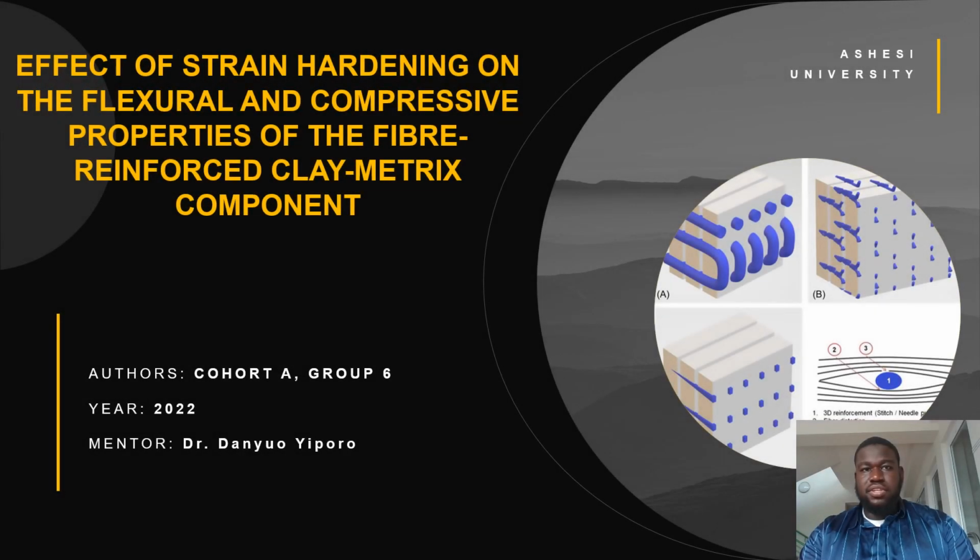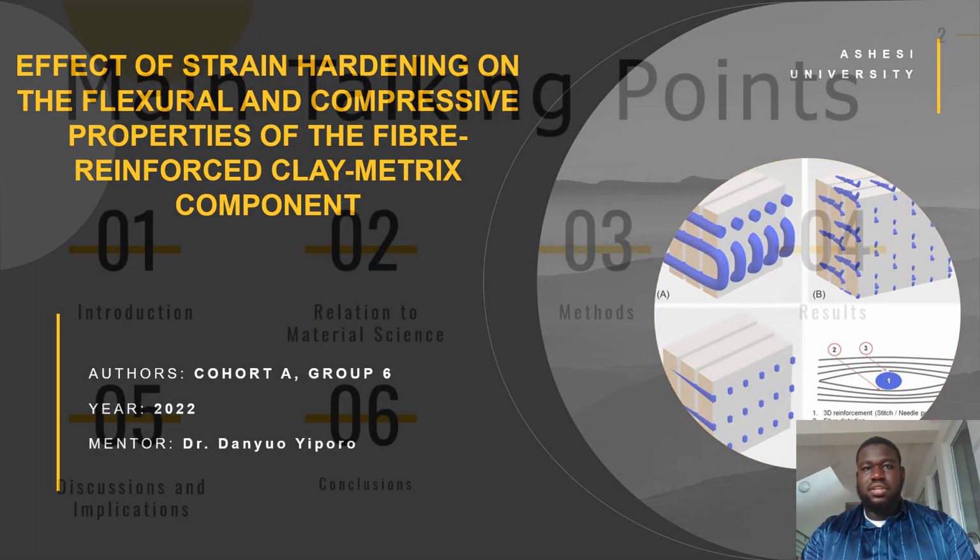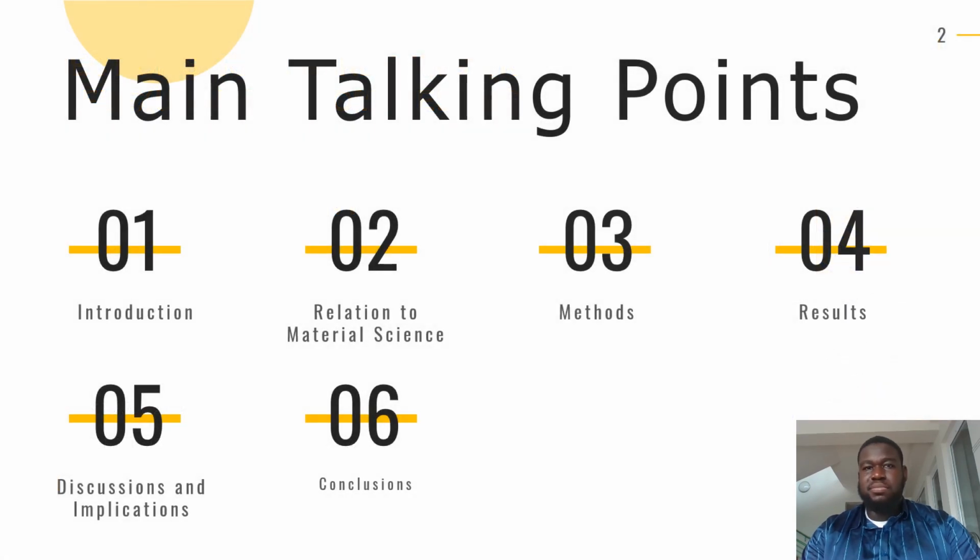Good evening, we are Group 6 and we are presenting on the effects of strain hardening on the flexural and compressive properties of the fiber reinforced clay matrix components. In this presentation, we will have 6 main talking points, which are the introduction, the relation to material science, the methods, the results, the discussions and implications, and lastly, the conclusions.